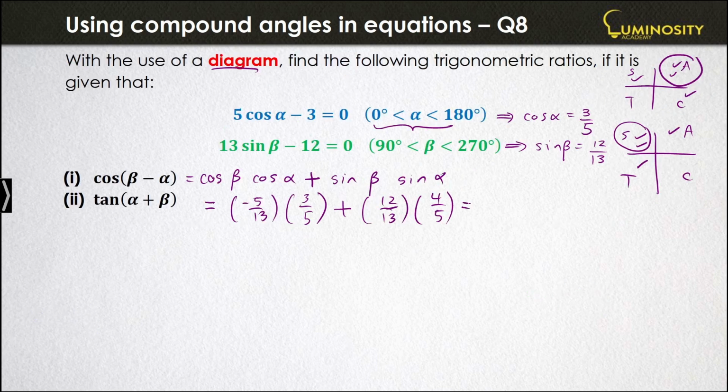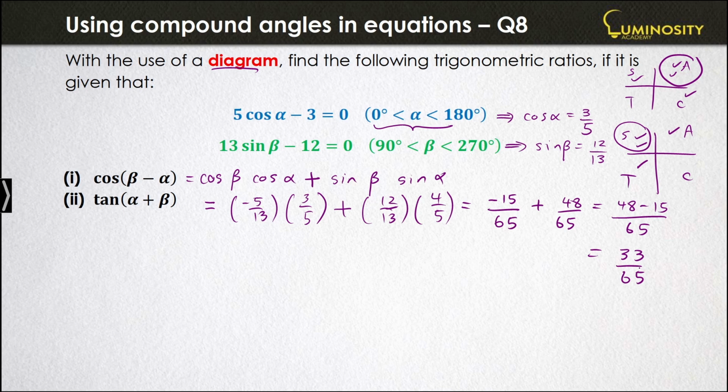So what do we have? Negative 5 times 3 is negative 15, divided by 5 times 13, so that's going to be 65. Then over here we have plus 12 times 4 is 48 over 65. And if we add those, 48 minus 15 over 65, that gives you 33 over 65.